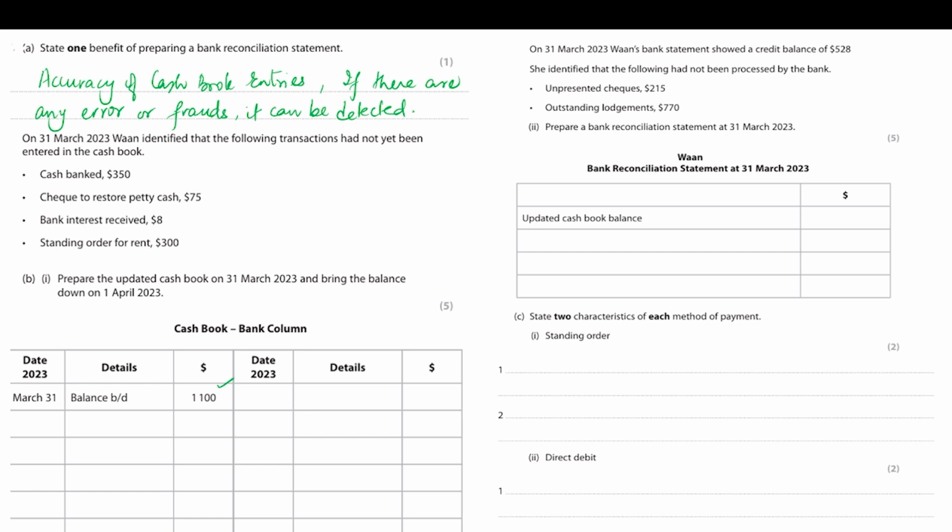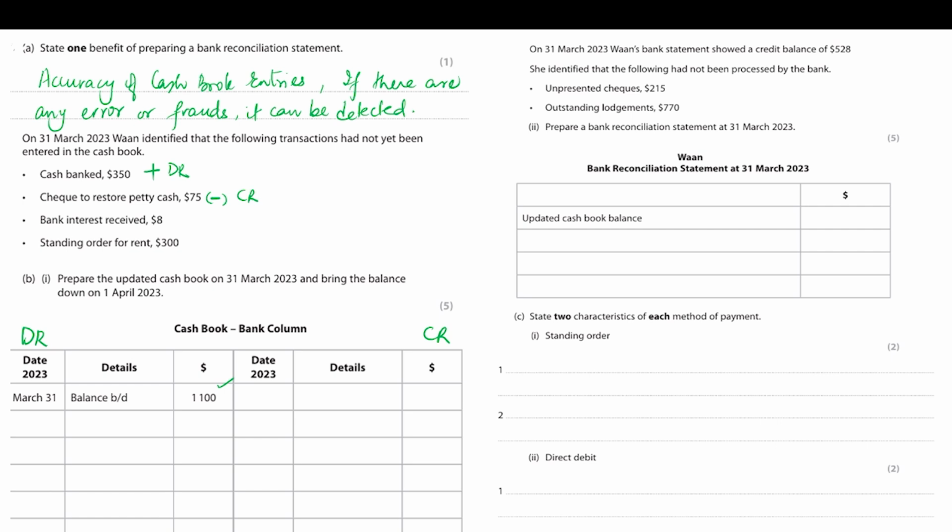So let's say cash banked 350. That means there was a deposit of 350 which was not entered in the cash book. Deposit means we will increase, so first you identify what we are going to do. We are going to debit it. Check to restore petty cash means a check was issued for petty cash, so we will subtract, or write it on the credit side.